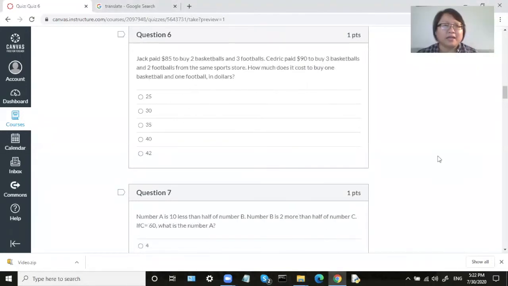Problem 6. Jack paid $85 to buy 2 basketballs and 3 footballs. Cedric paid $90 to buy 3 basketballs and 2 footballs from the same sports store. That means the basketballs and footballs have the same price. How much does it cost to buy 1 basketball and 1 football in dollars? Okay, so let's organize the information first. So Jack, $85, he bought 2 basketballs, B, and 3 footballs, F.